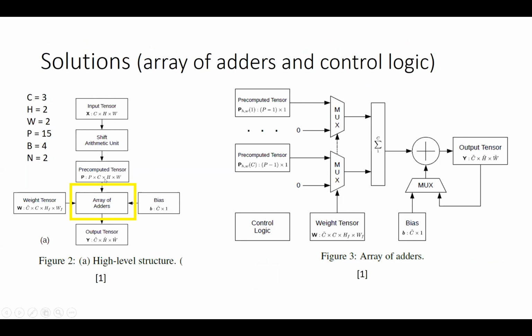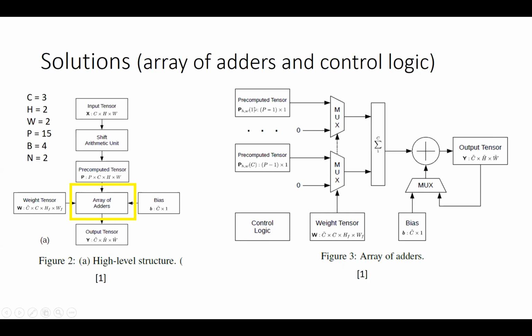So after we've pre-computed the pre-computed tensors and stored them in an array of shift registers for storage, the next thing we're going to go to is our array of adders. So we see the inputs are the weight tensor, which are those quantized weights that we discussed earlier, the biases, and the output is the output tensors. So this is kind of a zoom in level on the array of adders.